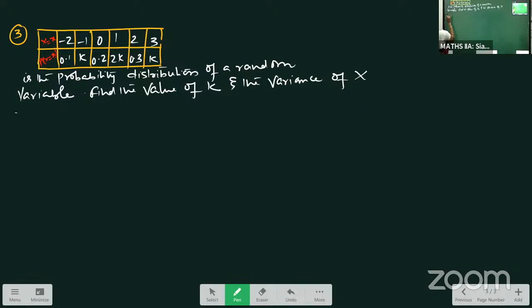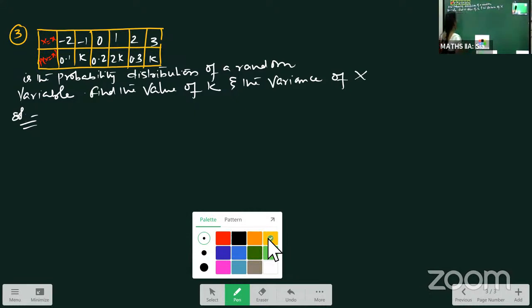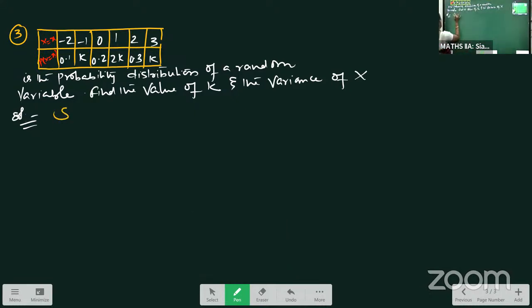See, solution. What I said is that to find the value of k or the value of c, first we have to write down that the sum of the probabilities is always equal to 1. So let us start with that for this question also. So the sum of the probabilities is always equal to 1. What are the probabilities here?